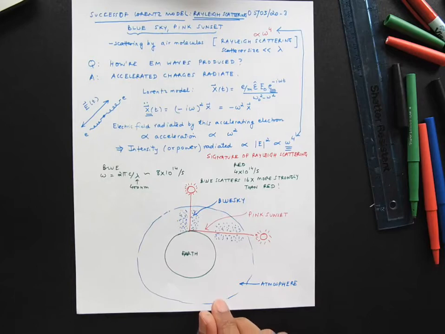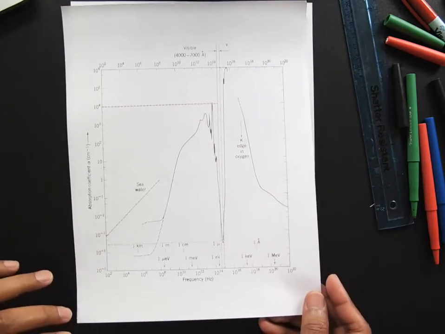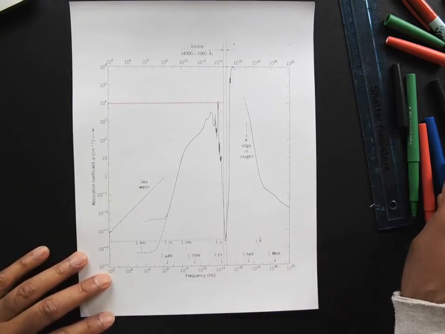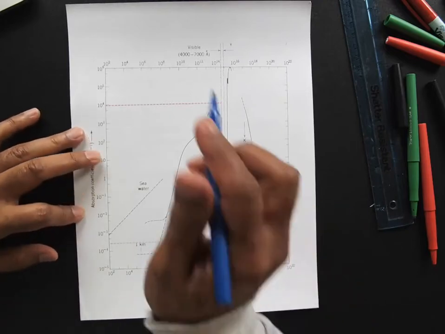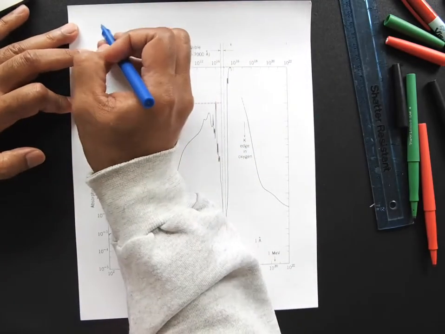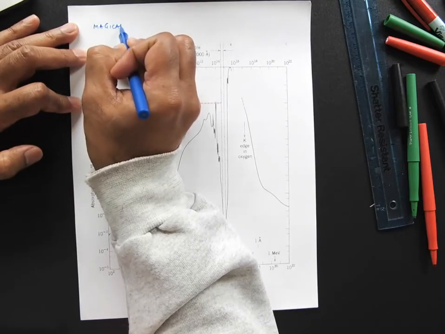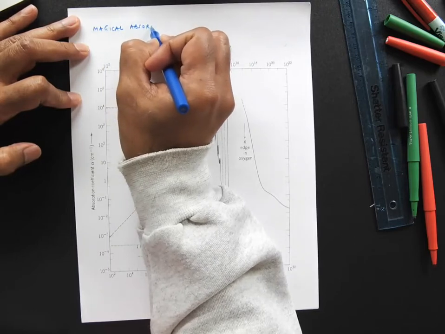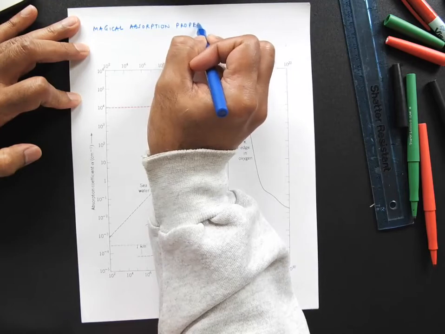I want to show you a graph, and this is from Jackson. It's one of the things my professor in E&M in grad school really got all excited about, and I can see why. So I'm going to call this the magical absorption property of water.